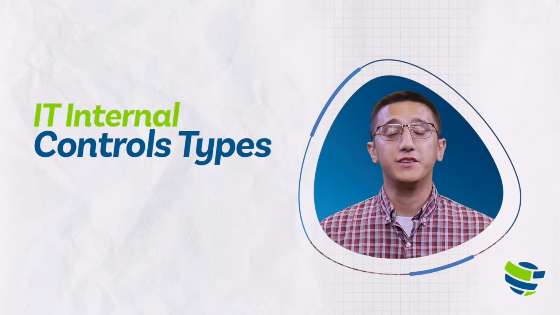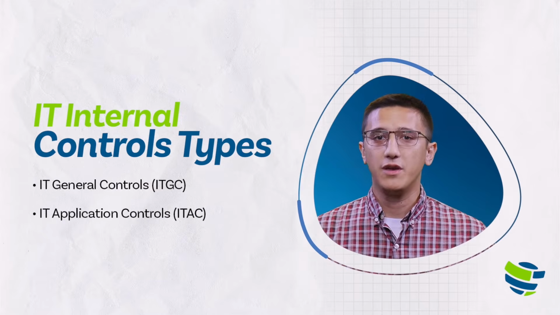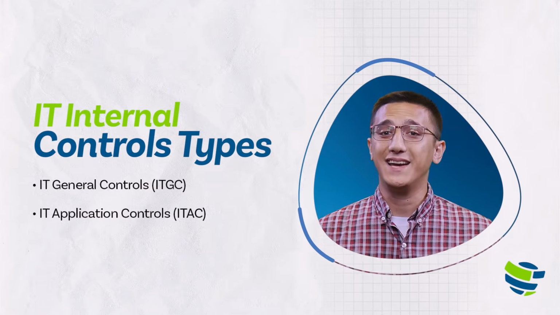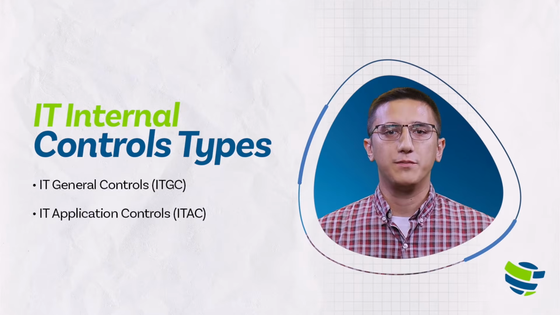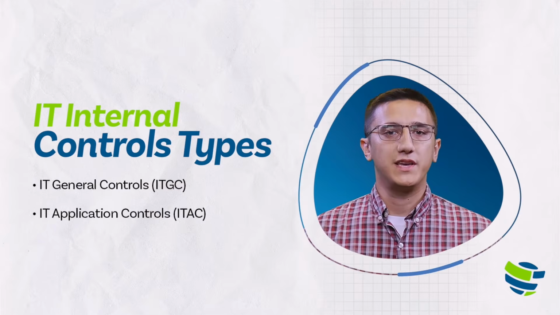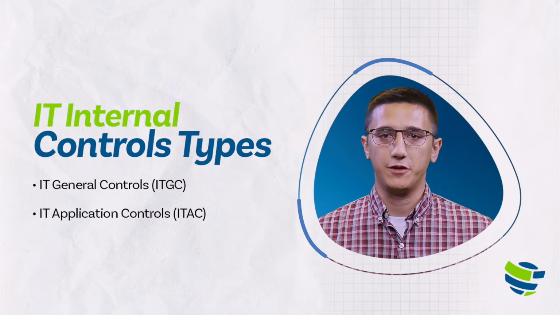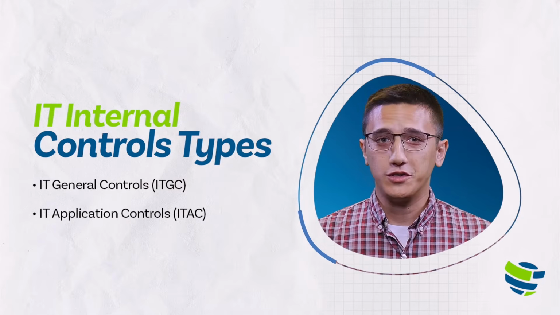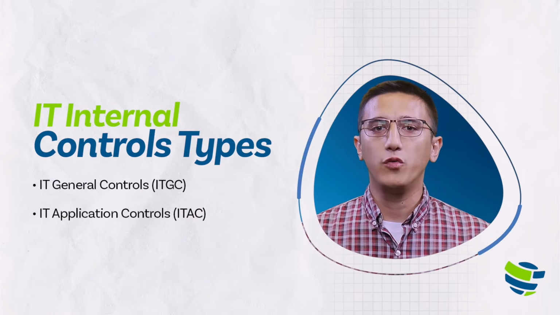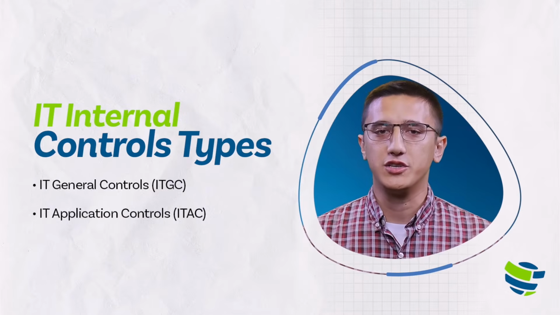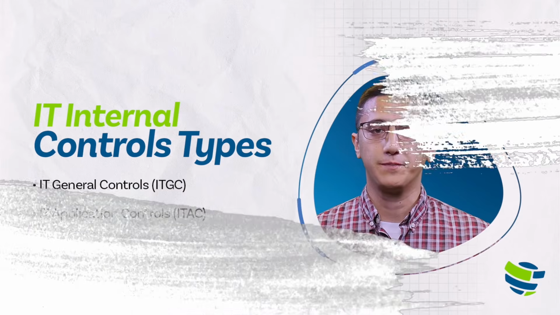IT controls are separated into two main categories: IT general controls and IT application controls, frequently referred to by their acronyms of ITGCs and ITACs. IT general controls are controls that apply to all systems. One quick example is a password policy where all passwords must be a certain length and use certain types of characters. IT application controls are controls which are specific to an IT system or tool. These controls would only be relevant to a specific application, such as an accounting system, PDF editor, or a database you use for creating reports.